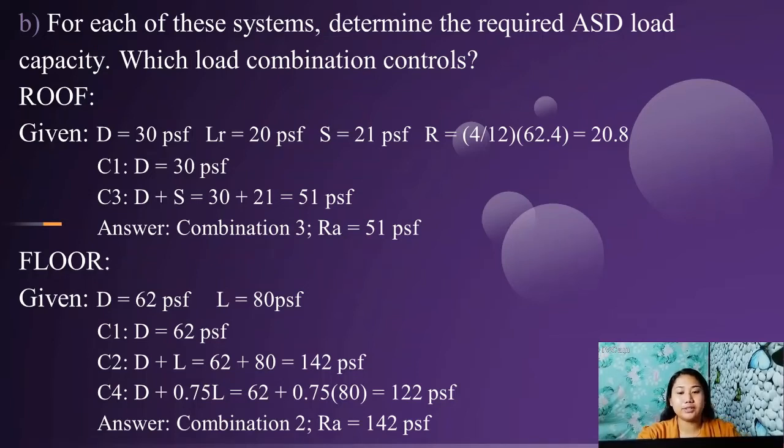Then for the floor, we have here C1, C2, C4. As usual, we have to find which one is higher. So we have here combination 2, 142 pounds per square foot.